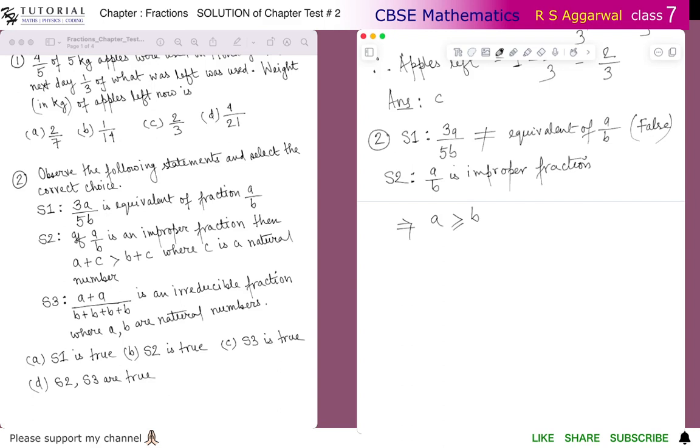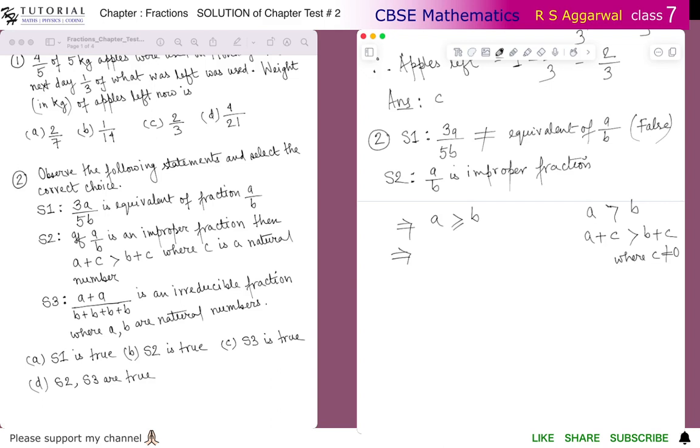Now, I hope you have already studied that if A and B are any kind of number, they can be natural numbers, whole numbers, fractions or decimals, and A is greater than B, then I can add any non-zero number C on both sides, and still the inequality will hold. So A plus C will be greater than B plus C, where C is a non-zero number. It could be a natural number, whole number, fraction, or decimal.